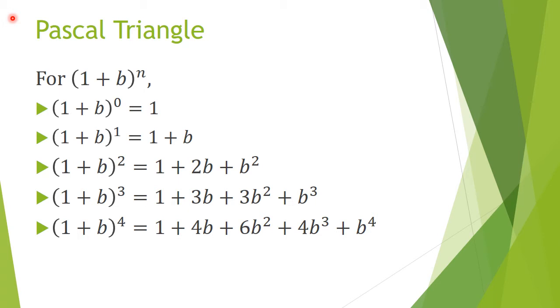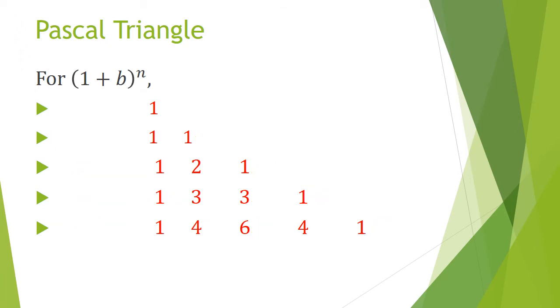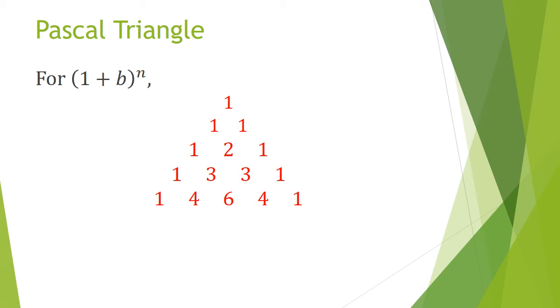Now, if we were to take each and every coefficient of each expression, for example, for the first one we only have 1, for the second one we have 1 and 1, for the third one we have 1 2 1, then 1 3 3 1, and 1 4 6 4 1. These numbers on the surface might not make sense, but if I was to isolate them and arrange them in such a way, you realize that there is some pattern here.